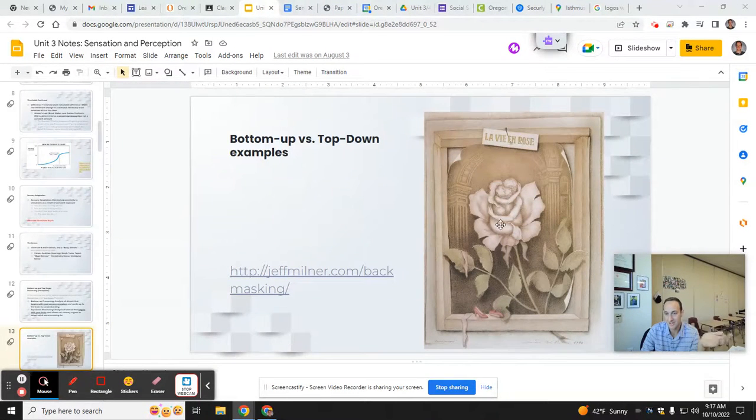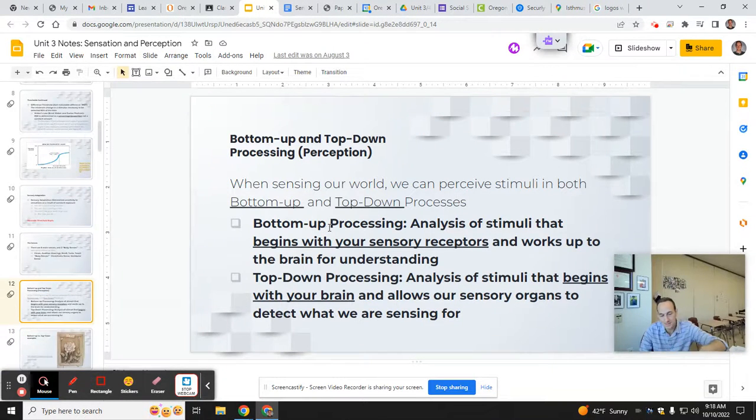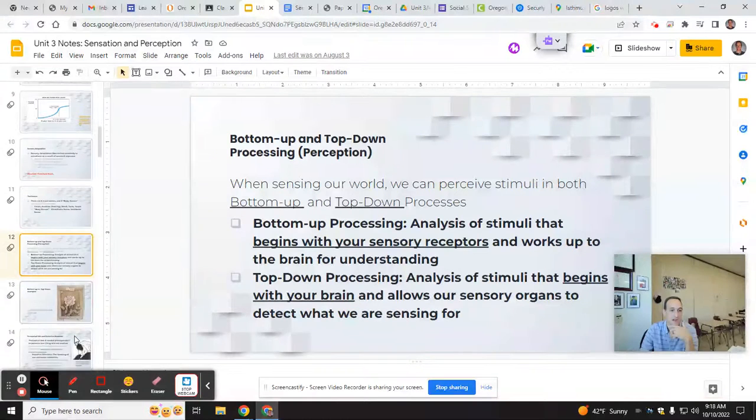So, like this image right here, a lot of people see the rose, but there's also two people kissing in the middle. Once you have that top down perception idea in your mind, it's impossible to unsee the people kissing, right? So that's the difference between bottom up and top down. Bottom up is all about starting with your basic sensation, working your way up to a conclusion. Top down is you start with an idea in mind, and then you allow your sensory organs to pick up what you're trying to sense for.